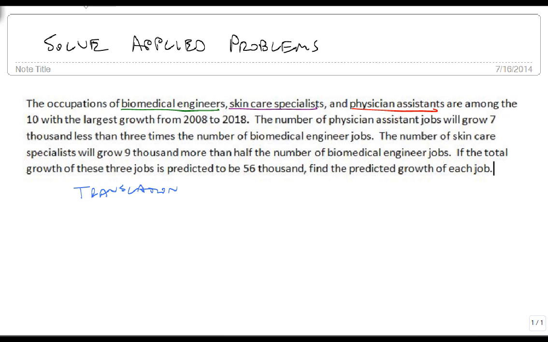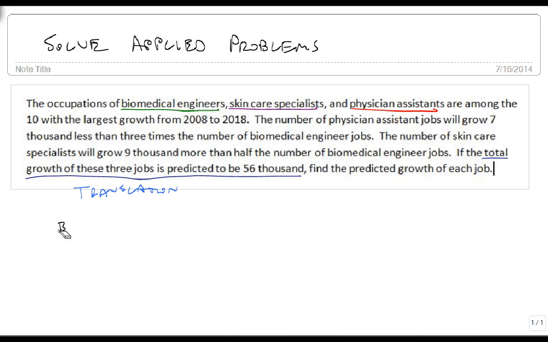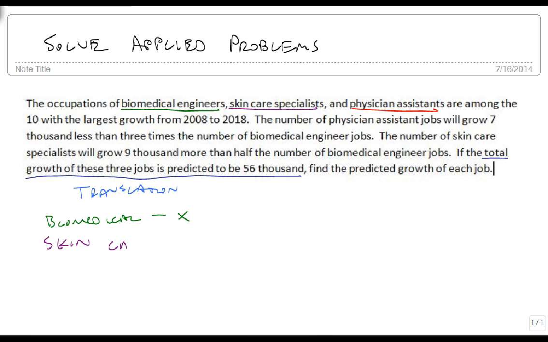And the stuff that we want to translate, notice right here, it says total growth of these 3 jobs is 56,000. So let's build our key. Our biomedical engineers we'll call X. Our skin care we'll call Y, and our physician assistants we'll call Z.